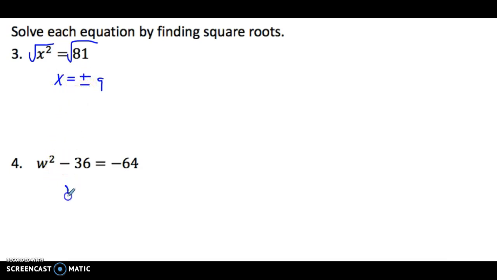On this problem here, you would get w squared equals -28. And when you take the square root of each side, remember, square root of a negative number is imaginary, so there's no real number solution.